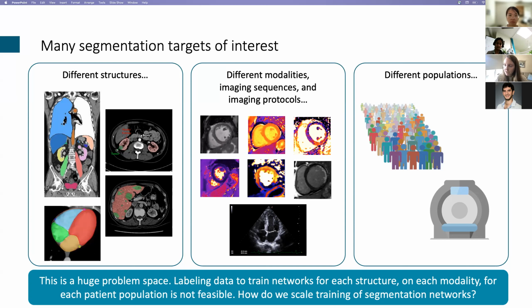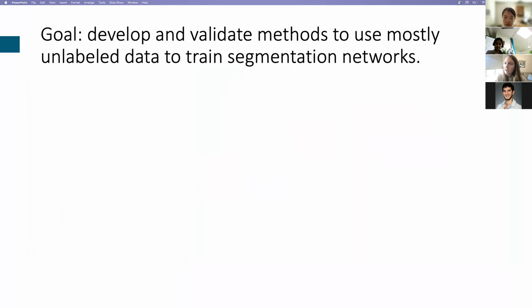Generating labeled training sets for segmentation is super expensive. They're not things you can pull from the EHR report. They're not typically stored in an accessible way in the PACS. So typically, if you want to train a new segmentation network, you need to go find a radiologist or some sort of expert to manually label your data for you. And so we got interested in exploring different ways to use unlabeled data to train segmentation networks instead of relying on labeled data.